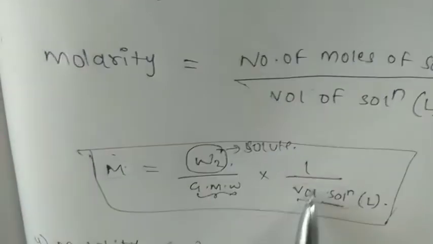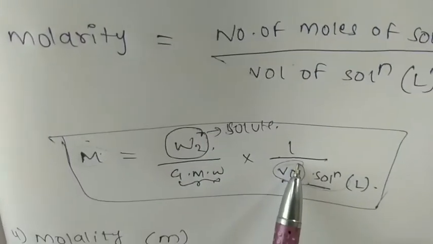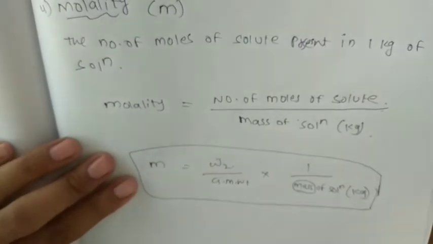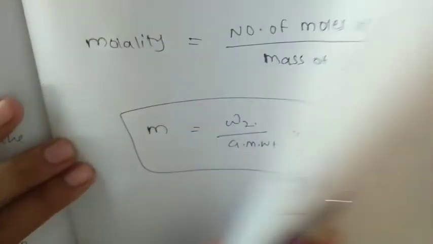Molarity and molality have the same formula, but there is a difference: in molarity it is volume, and in molality it is mass of the solution. It is in liters in one and in kilograms in the other. So let us see the last one, the fifth one, normality.